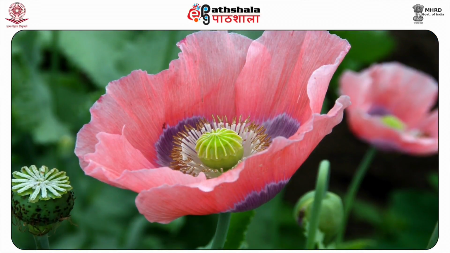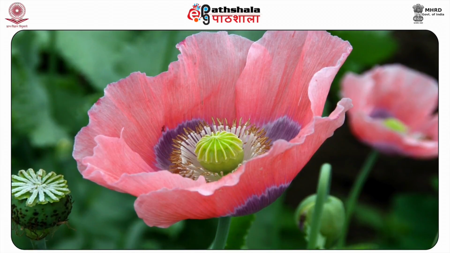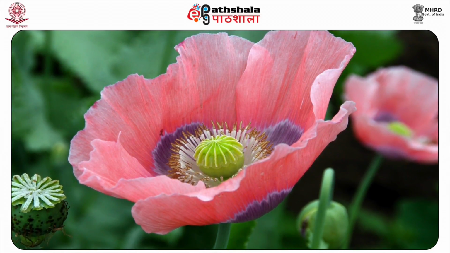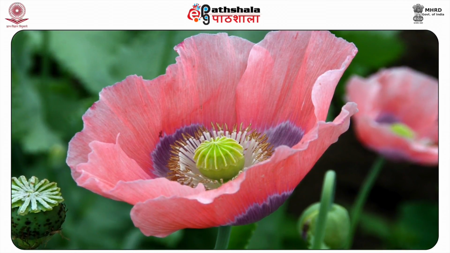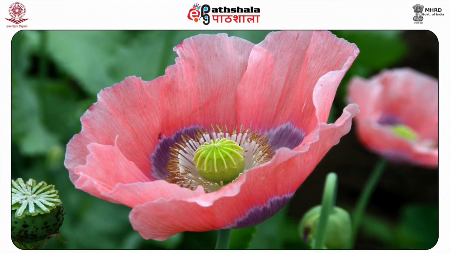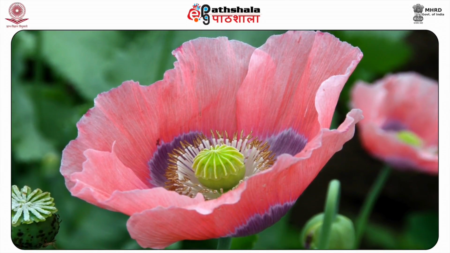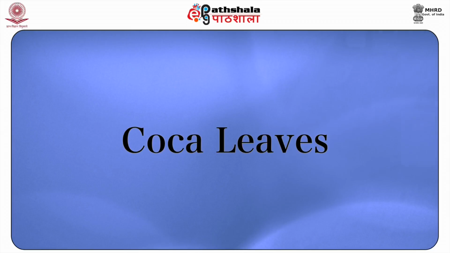Flowers are large and may be bluish white, purple or white in color. Each plant bears 5 to 8 capsules, which are incised in their unripe state to extract a milky fluid that on drying yields opium. Second is coca leaves.